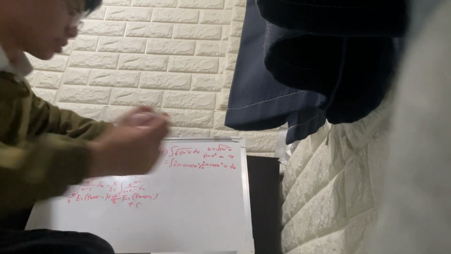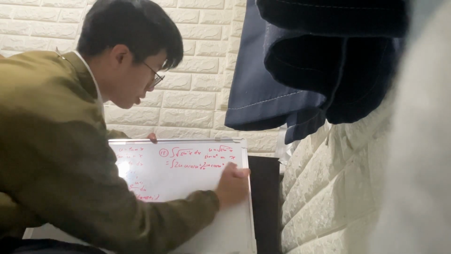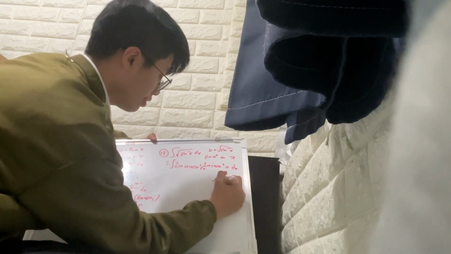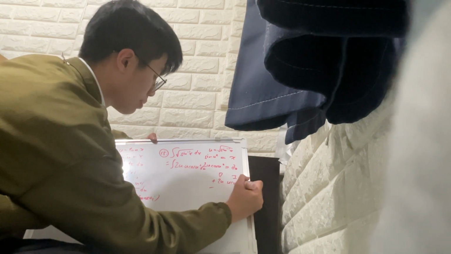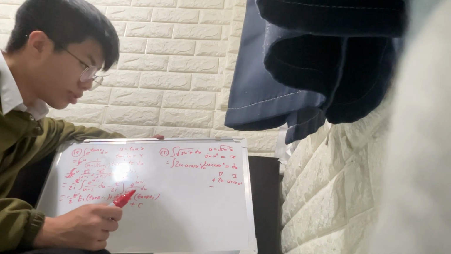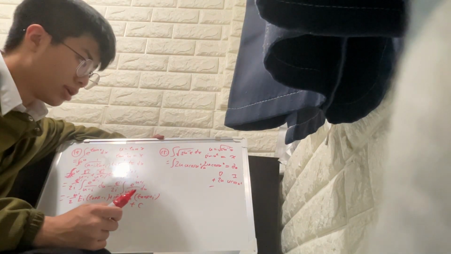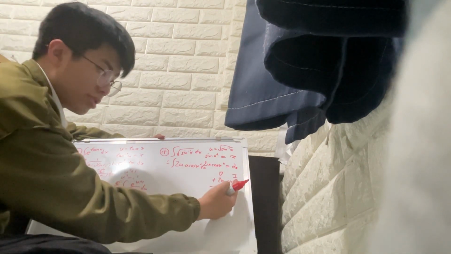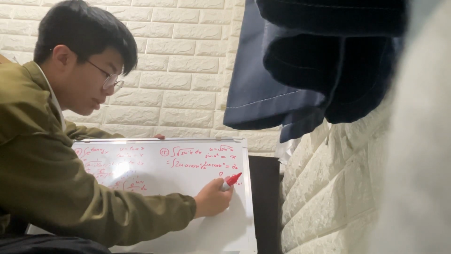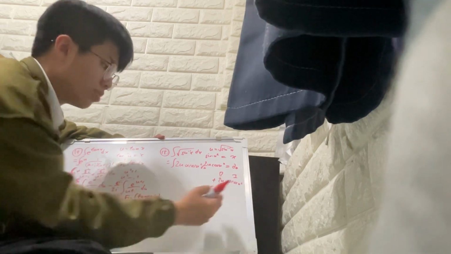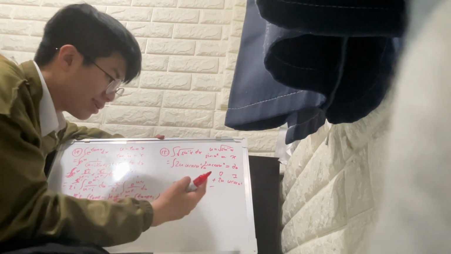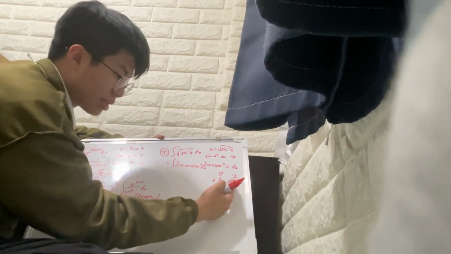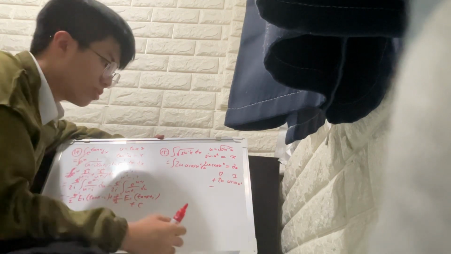Let's just use our DI method. This can be integrated, so use our DI method. Then we differentiate 2u, and then integrate u times cosine of u squared. Then we do this in our head. Let w is equal to u squared. dw is equal to 2u du.